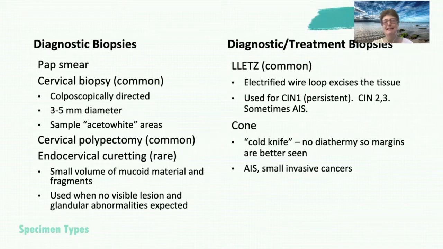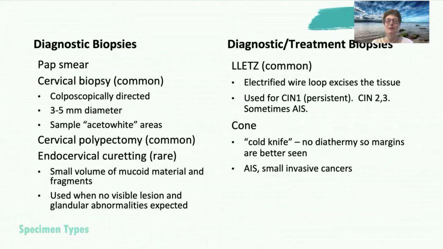Also really common is the cervical polyp. These can just often be popped off by the person doing colposcopy and then popped into formalin and sent to us. Much rarer diagnostic biopsy is the endocervical curette. This is used where pathology is suspected to be up inside the endocervical canal and there's no visible lesion. What we get is this mixture of mucus and small fragments of tissue that often has to be put in a cassette between, say, paper or a sponge so that we can see the tiny preserved fragments.